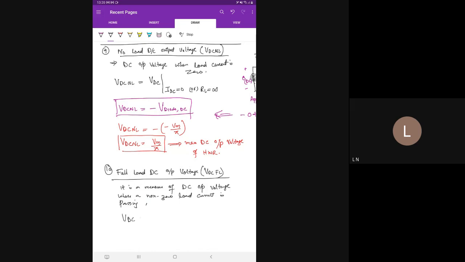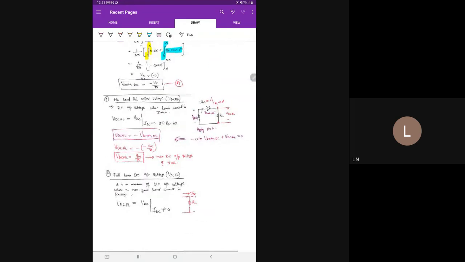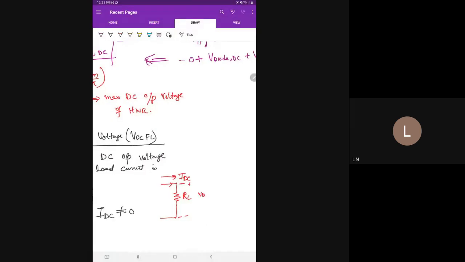So VDC full load is the DC voltage of the half-wave rectifier, provided that our load current or DC current is not equal to zero. It means that there will be some non-zero current flowing through the load resistor. If we have a load resistor here, some current will flow here that will be equal to IDC. So whatever potential drop there is at the output, that is VDC full load.